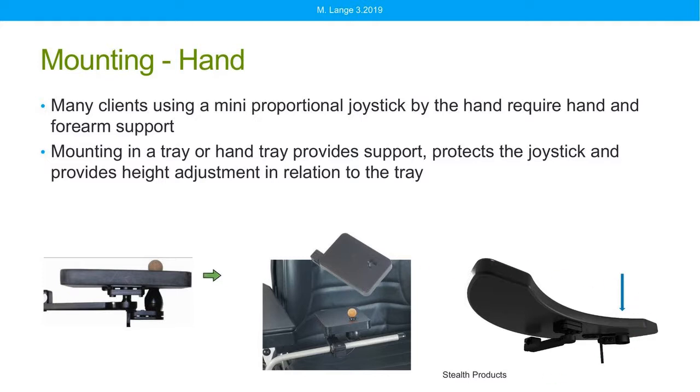So you can see here, this joystick is mounted within a hand tray. It allows the client to rest their entire hand on this surface and then control the joystick. The height of the joystick can be adjusted in relation to the top of the tray to accommodate how the client is using the joystick. We can also mount this right at the end of a wider arm pad or arm trough to support the arm, or within a tray. So just remember, it's really important for someone using a mini joystick that it's not just hanging out in space, that the hand and forearm are well supported.